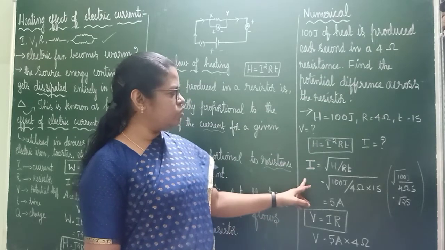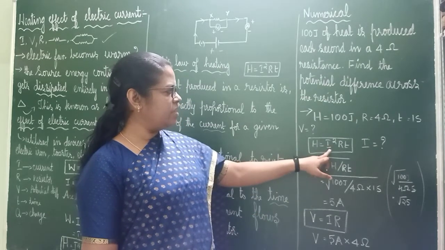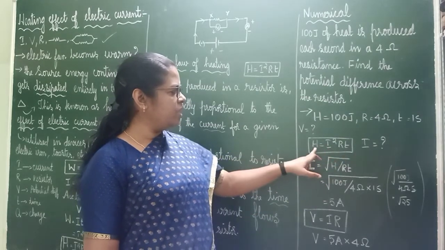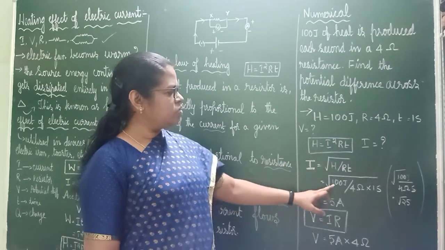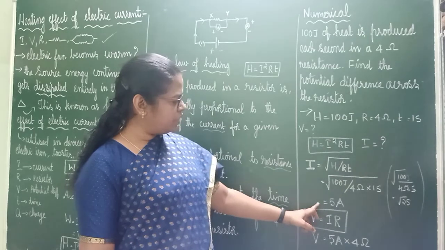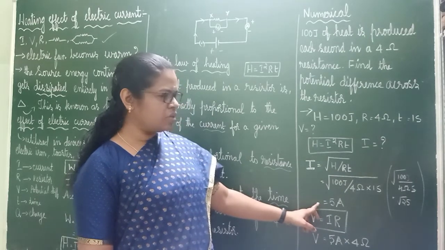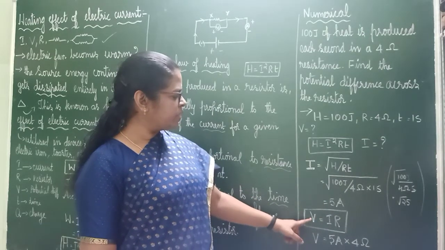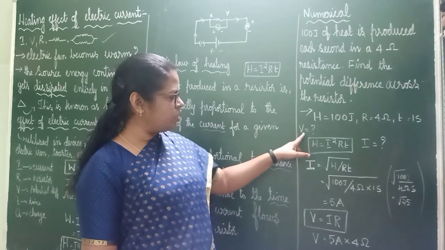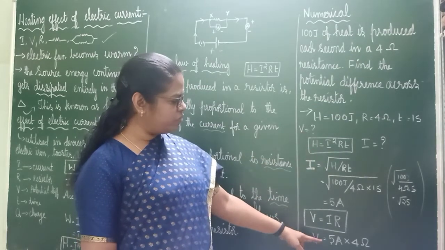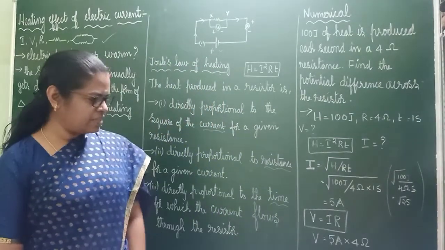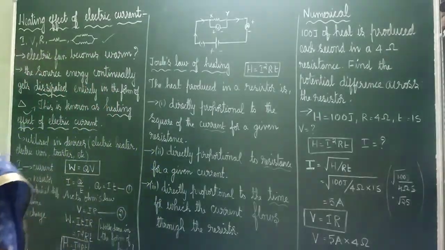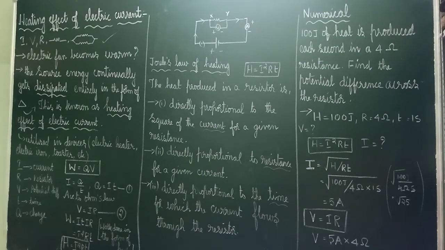I is equal to, how to find I? I is equal to root of H by RT. I square, so root I have put. If you put the values here, you will get 5 amps. What is 5 amps? Current. V, you know, formula V is equal to IR. So in the place of I, if we put 5, V is equal to 5 A into 4 ohms. The answer is 20 volts, the potential difference. Okay.